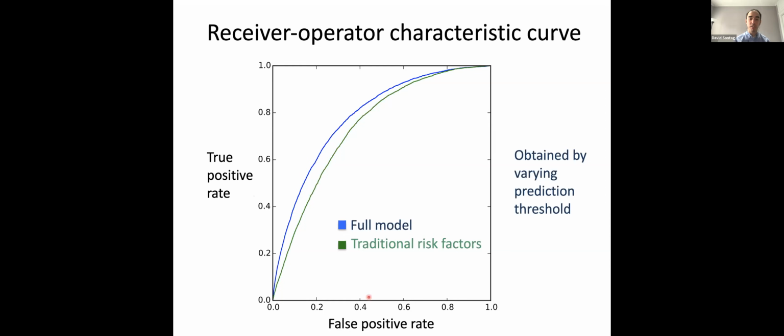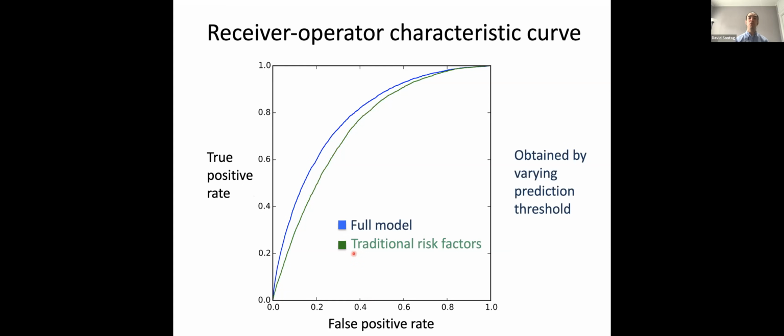Now, the ROC curve takes your predictive model. Remember, here we use logistic regression, so we get a probability out. And it's going to look at, if we were to threshold that probability at a variety of different values, what true positive and false positive rates are achievable by that threshold.